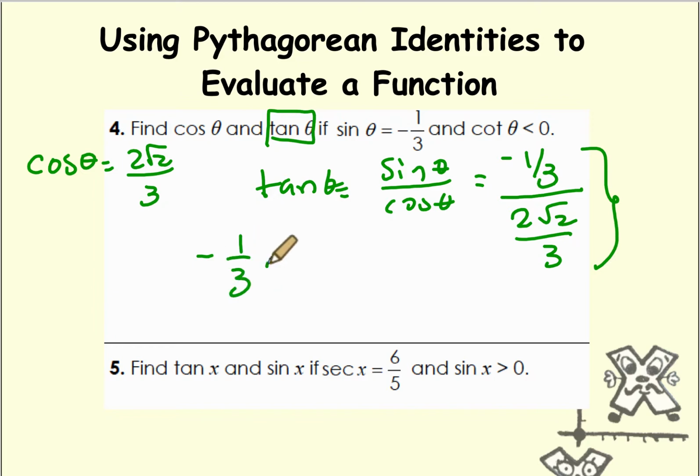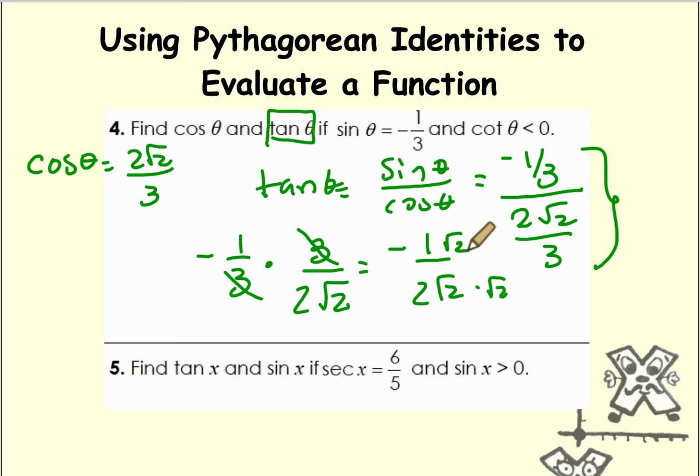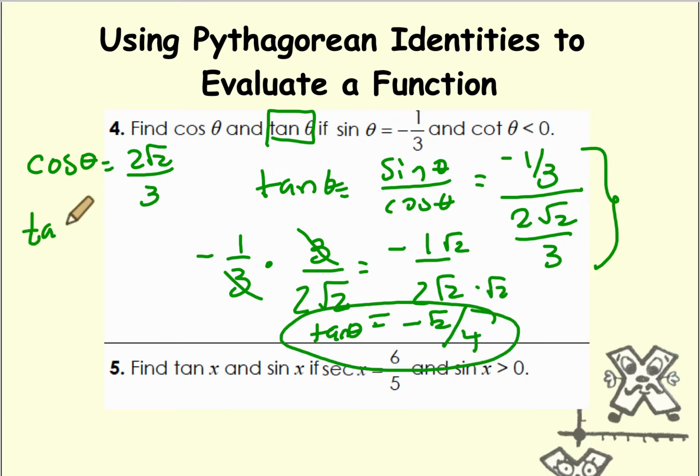Negative 1/3 times the reciprocal, 3 over 2 square root of 2. 3's cancel. It comes out to be negative like it should. And I have negative 1 over 2 square root of 2. And to make this more perfect, I just go ahead and rationalize and multiply numerator and denominator by square root of 2. So that's going to give me that the tangent is negative square root of 2 over 4. So tangent is negative square root of 2 over 4.